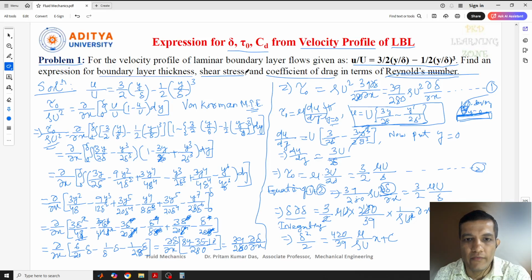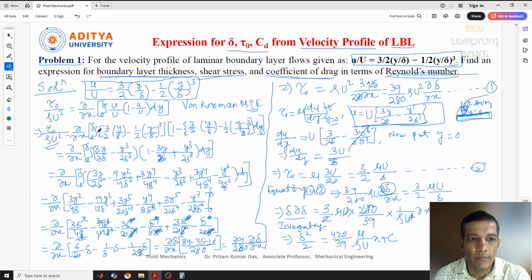Okay, so now we can see what the question is given. Based on the question, we have identified everything: coefficient of drag, shear stress, boundary layer thickness. So everything is calculated based on this velocity profile. Okay, so I hope you understand this derivation, though it is a little bit lengthy, but if you do it sequentially, step by step, you can easily do it.